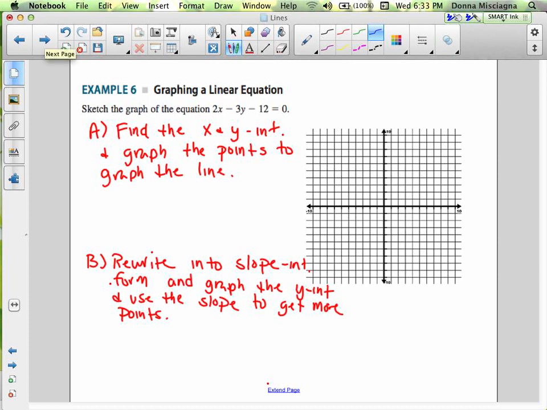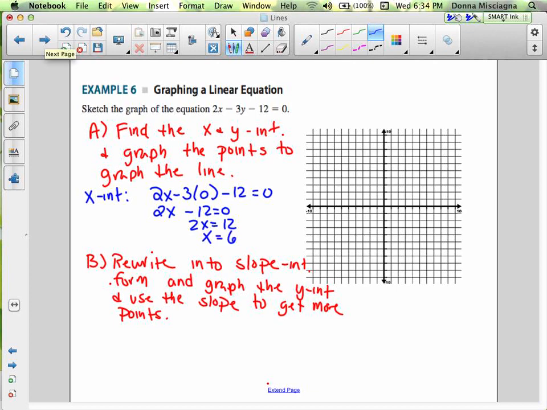For the x-intercept, you're going to substitute 0 for y and solve for x. So that would be 2x minus 3 times 0 minus 12 equals 0. So it's going to be 2x minus 12 equals 0. That means 2x is 12 and x is 6.